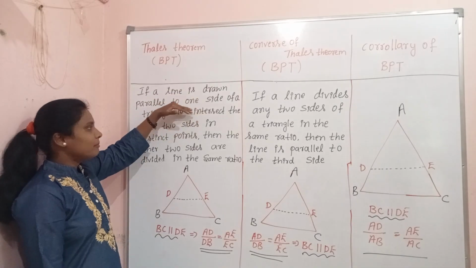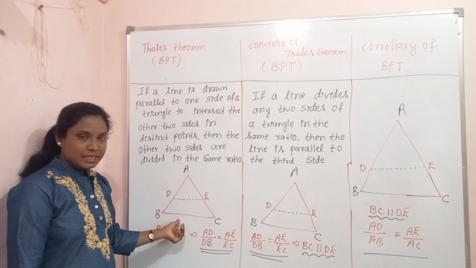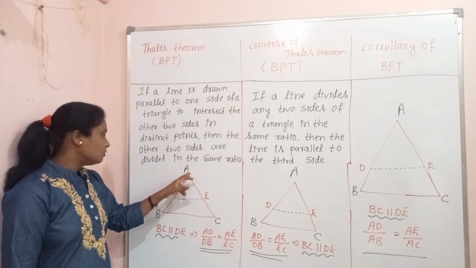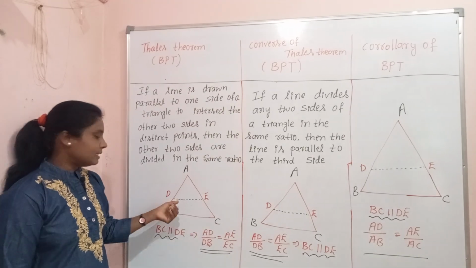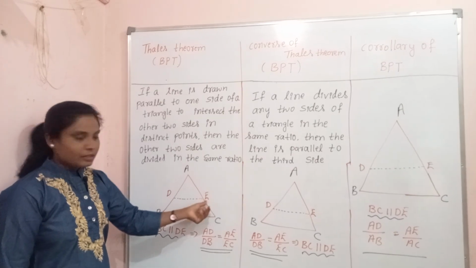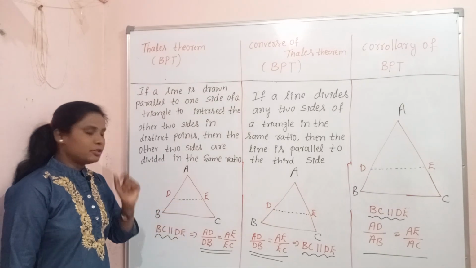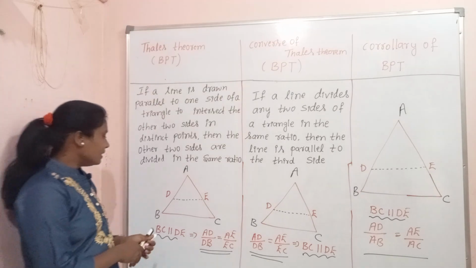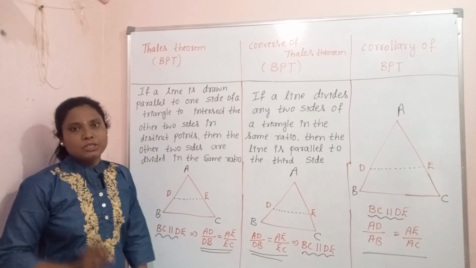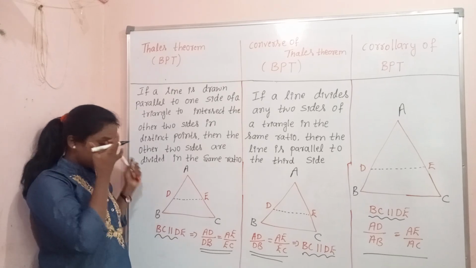If a line is drawn parallel to one side of a triangle, here BC, and that line intersects the other two sides AB and AC, that is, it intersects AB at D and AC at E, this line we call DE. This is parallel to BC. Then this line divides these two sides in the same ratio. That is the concept of Thales theorem that we are representing in a geometrical form.